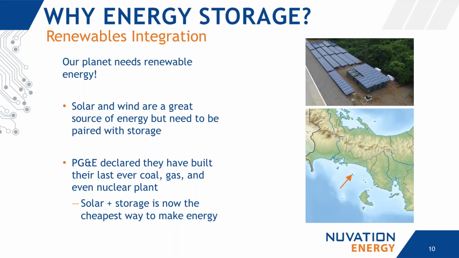One interesting claim that we heard is the president of PG&E, one of California's largest utilities, stated that they have built their last ever coal, gas, and even nuclear plant. But what's even more interesting here was this wasn't solely an effort to be more green, but actually because solar and storage is now their cheapest way to make energy. Something that was definitely not the case a number of years ago, but is so now as the cost of energy storage is coming down.